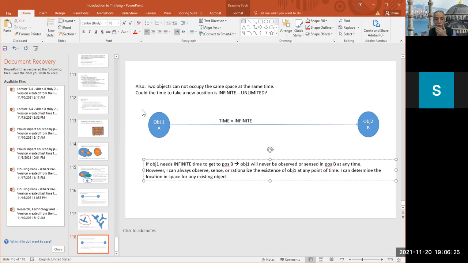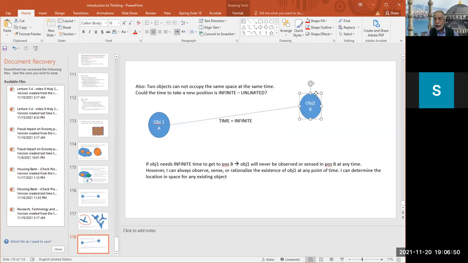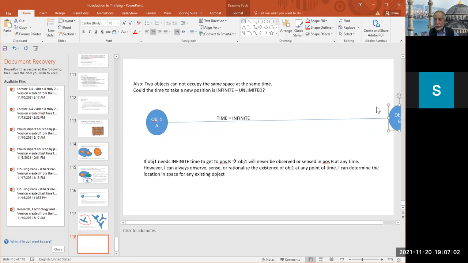So if object one is absolutely annihilated, it becomes nullified, it doesn't exist at all. If that's the case, then of course it will not have a space, it will not have a position. So it will disappear, but it does not disappear in infinite time. At each point of its existence, I can rationalize it. When it's here, I can see it. When it's here, I can sense it. But if it goes all the way outside, I'm trying to see if I can make it disappear slowly and slowly.